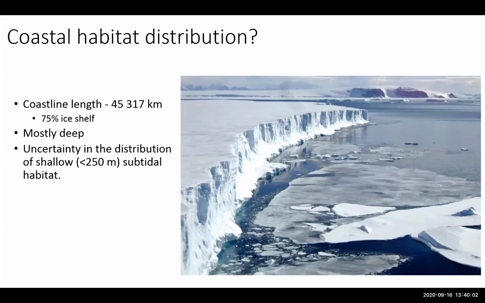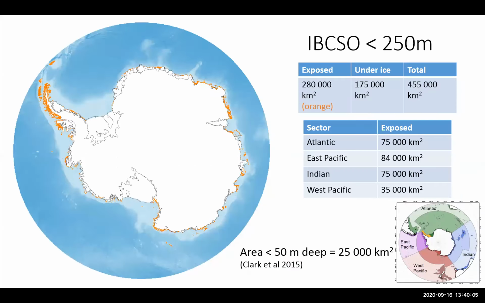So where does shallow habitat actually exist, coastal habitat? So it's not easy to define. This is a summary of shallow areas according to the Icescape bathymetry, not necessarily just coastal, but also shallow areas. And the exposed area, which is areas not under ice shelves or glacier tongues, is around 280,000 square kilometres, best estimate. And we think the area that's less than 50 metres deep is somewhere around 25,000 square kilometres. And this is from some work done with Graham and Emma.